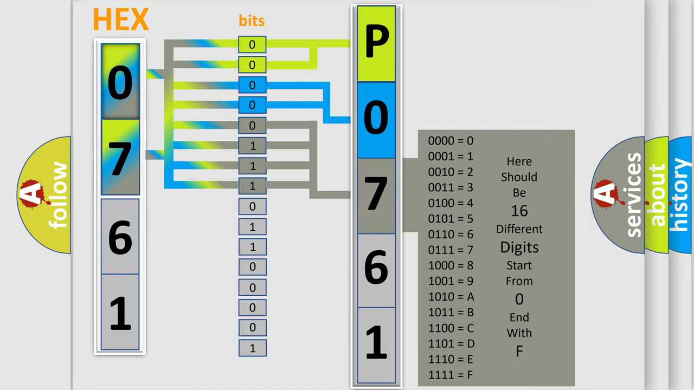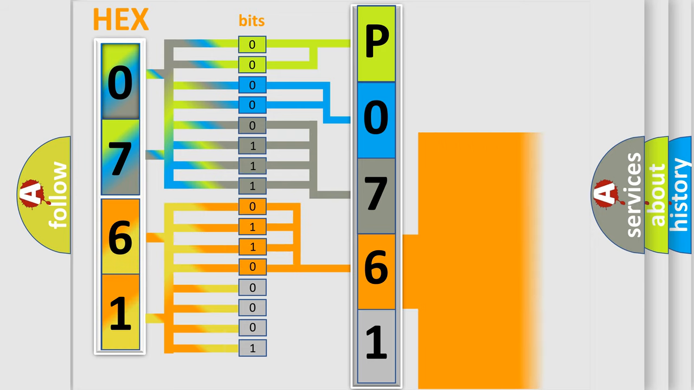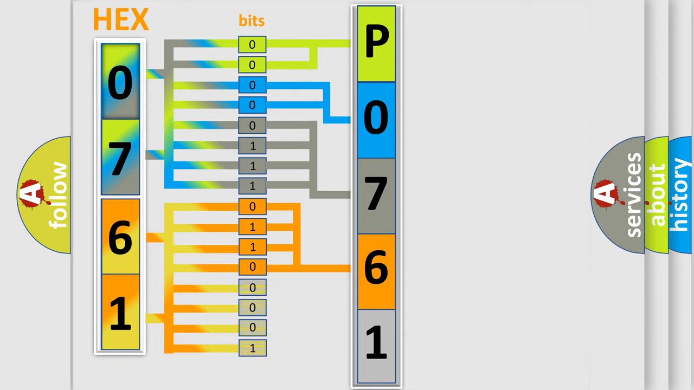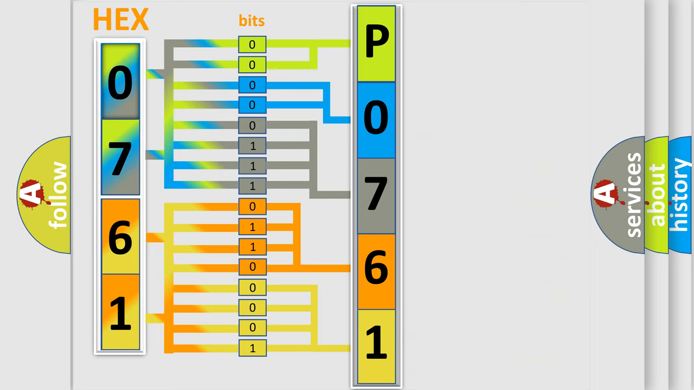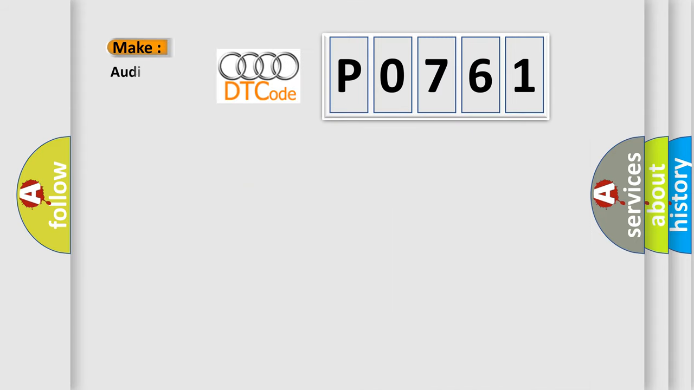The second byte is composed of a combination of 8 bits. The first 4 bits determine the fourth character of the code, and the combination of the last 4 bits defines the fifth character. A single byte conceals 256 possible combinations. We now know in what way the diagnostic tool translates the received information into a more comprehensible format. The number itself does not make sense to us if we cannot assign information to what it actually expresses. So, what does the diagnostic trouble code P0761 specifically mean for Audi?